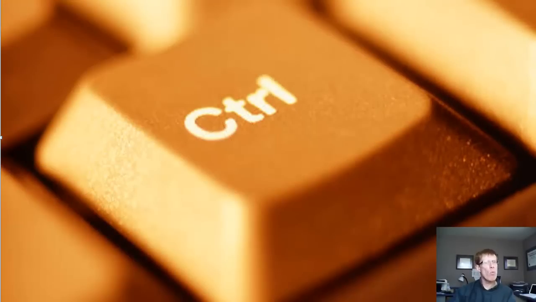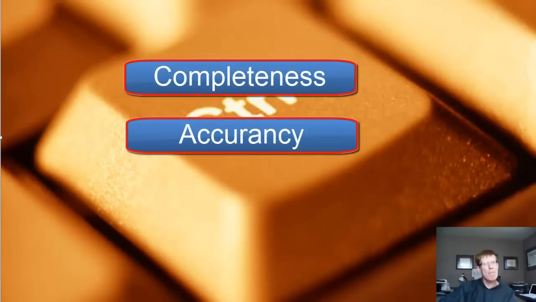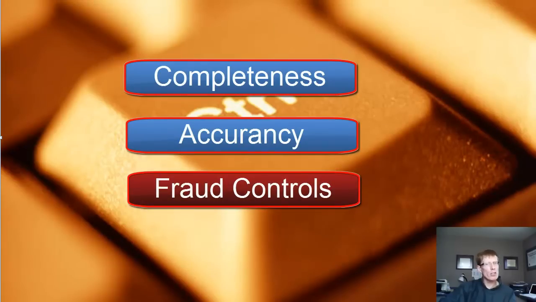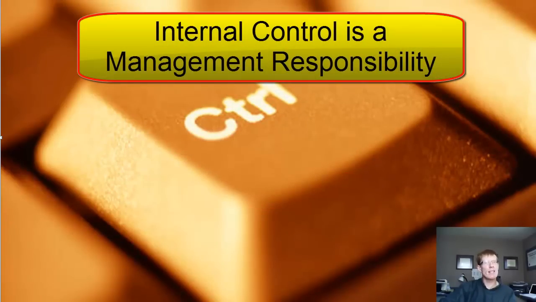Let's tie this back to our discussion on management assertions. What assertions are all these activities designed to ensure? That's right, completeness and accuracy of sales. Many of these also are fraud controls, but we will discuss those in a separate lesson. Management is responsible for establishing and maintaining a system of internal controls, not the auditor.